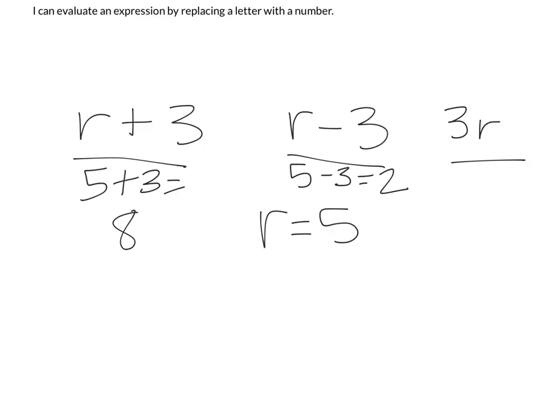When we have a letter and a number right beside each other, such as in this expression, we know that that means to multiply. So this means 3 times 5, which we know to be 15.